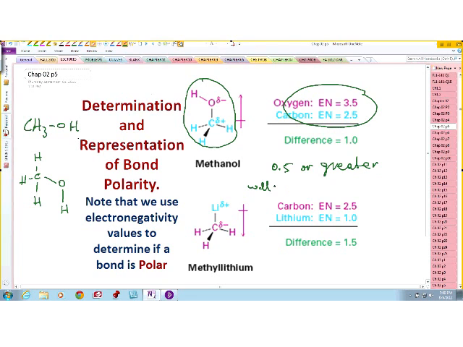0.5 or greater gives you a polar covalent bond.